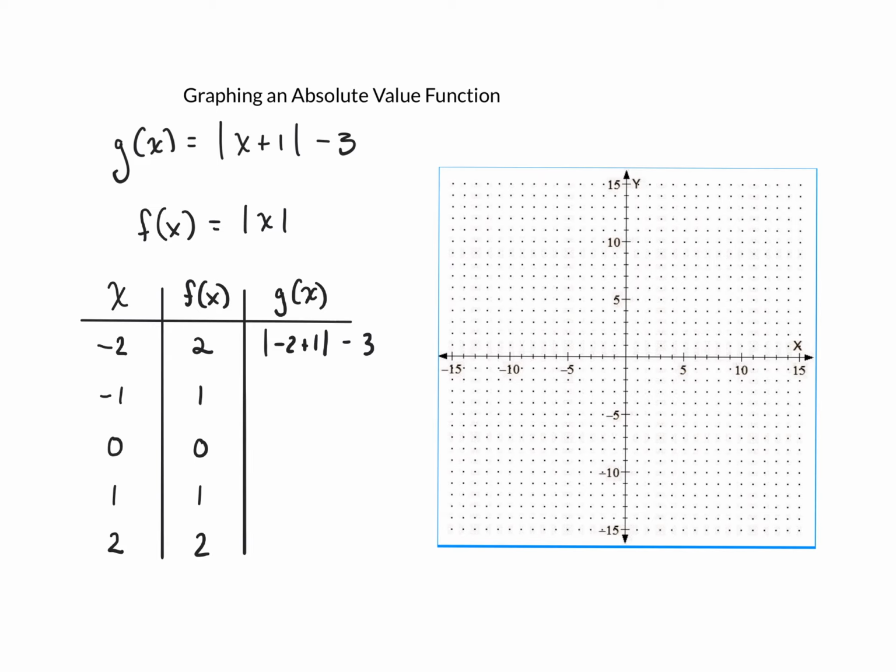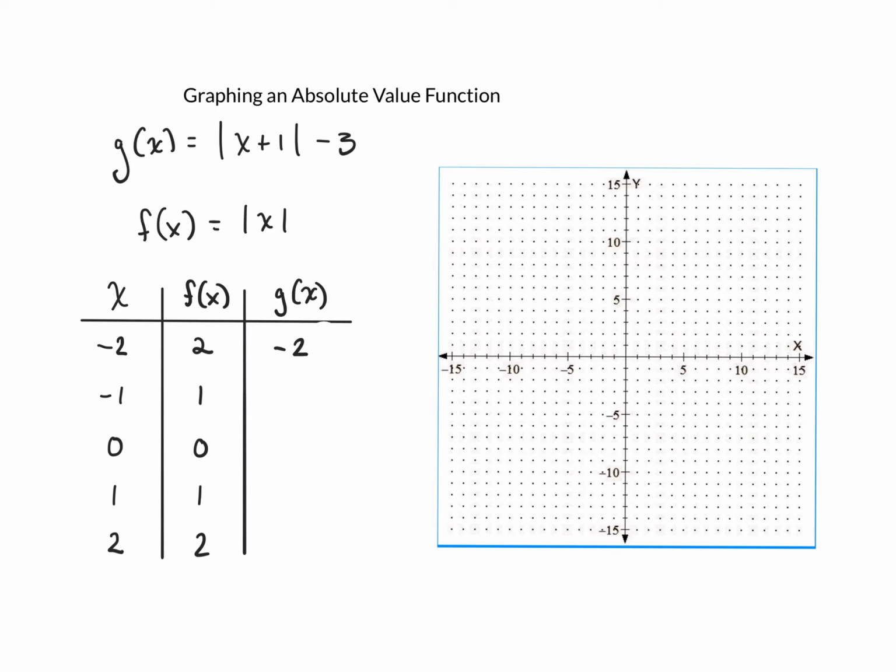So I get the absolute value of negative 1, minus 3. And we already learned that if the value inside the absolute value is negative, we must multiply it by negative 1. So negative 1 times negative 1 is 1, and 1 minus 3 equals negative 2. So the answer to g of x for this one ends up being negative 2. I'm going to erase all my work here, and just place a negative 2 in here.